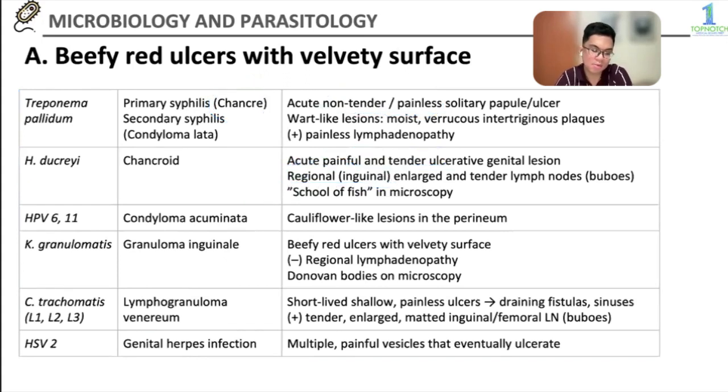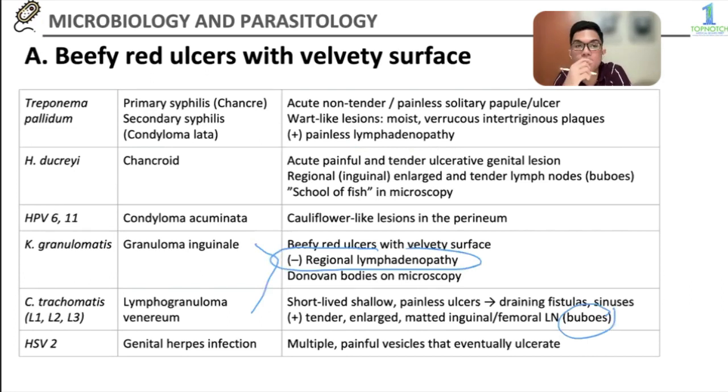Ang condyloma lata naman and condyloma acuminata pwedeng mag-confuse din. Condyloma lata is the lesion in secondary syphilis. It's like a wart-like moist verrucous plaque. And acuminata, similar din, parang cauliflower-like lesions in the perineum, caused by HPV 6 and 11. And then we differentiate granuloma inguinale from lymphogranuloma venereum. Walang regional lymphadenopathy sa K. granulomatis. But here, there are buboes.